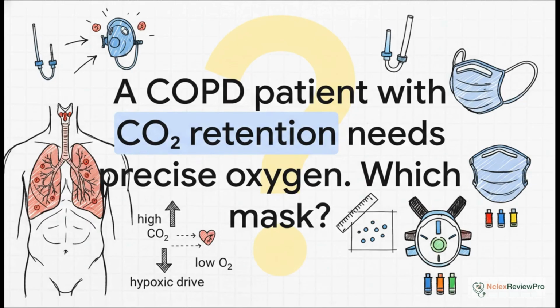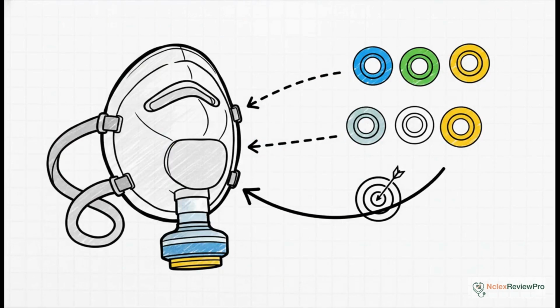It's low oxygen. So if you blast them with too much O2, you can actually suppress their drive to breathe. For these patients, precision is absolutely everything. And the answer is the Venturi mask. For the NCLEX, here's your takeaway. When you see the words precise FiO2, especially for a COPD patient, your brain needs to immediately go to Venturi mask. It's designed specifically for that job, delivering an exact, reliable oxygen percentage.